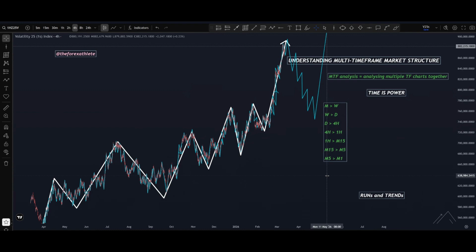So you need to understand that your runs can come from any time frame you decide to choose as your higher time frame, depending on the type of trader you are. If you're a day trader, your runs will come from where? The 4-hour chart. Then your trends will come from the 15-minute chart and below. If you are a scalper, your runs will probably come from the 1-hour time frame, and your trends will come from the 5-minute or the 1-minute time frame. So these are things you need to know about.